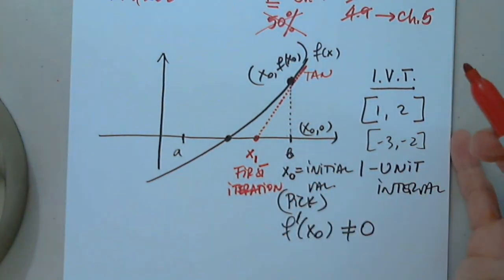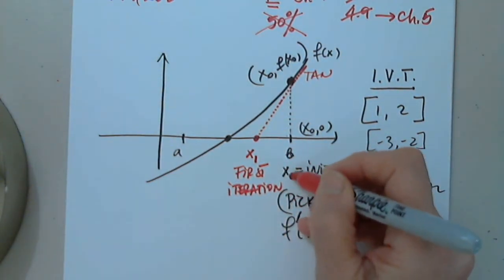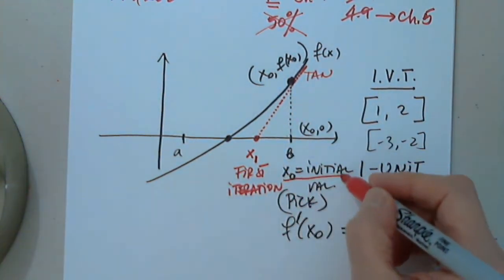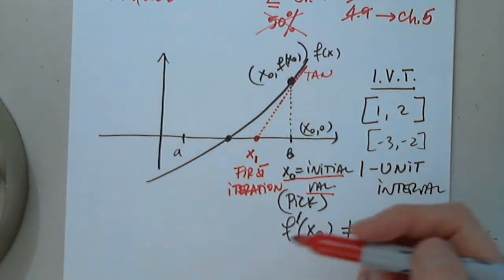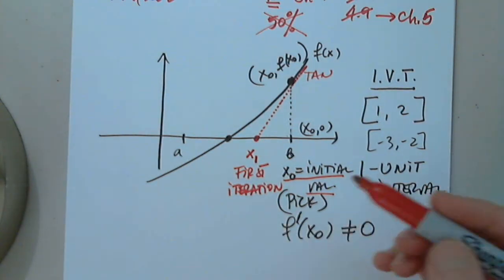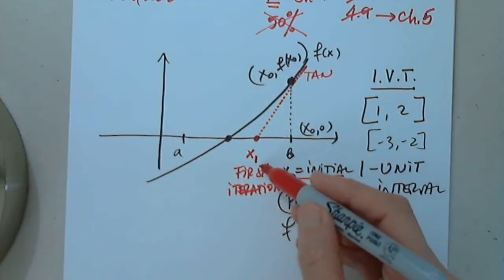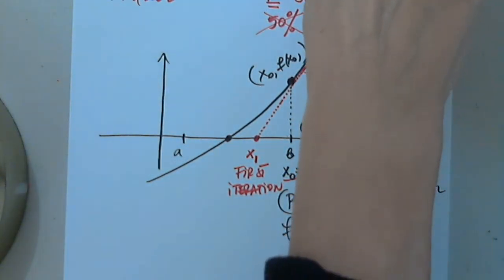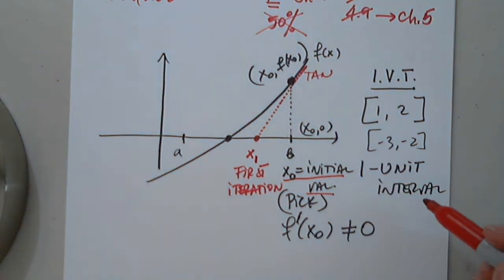I'm okay if you want to go with the book and say, this is my first iteration and this is my second. That's fine. Doesn't matter. I don't think that this is an iteration because I picked the value. I didn't calculate it. So that's why I call it the initial value. I don't call it the first iteration. But if you agree with the book, I'll agree with you.